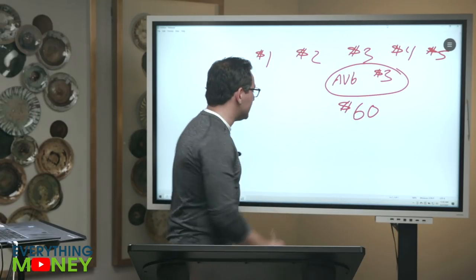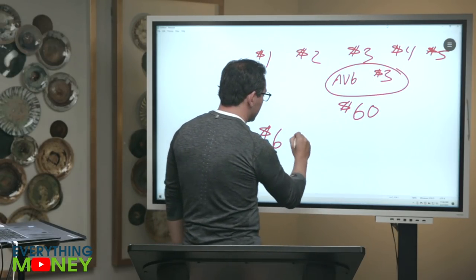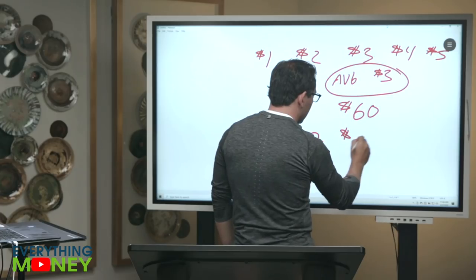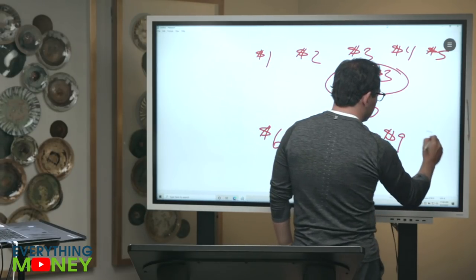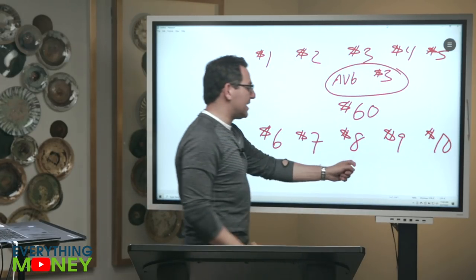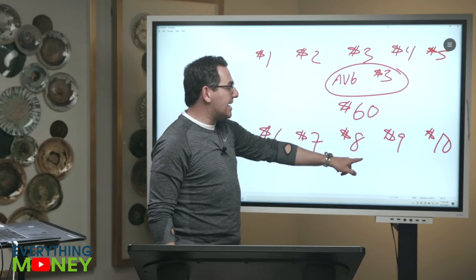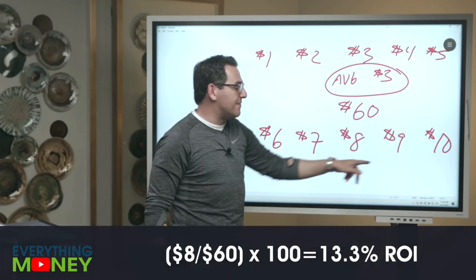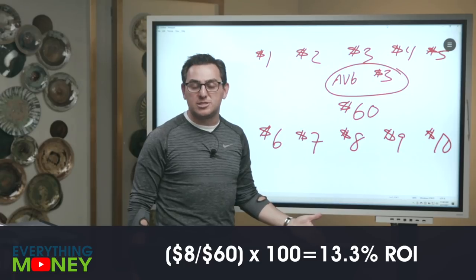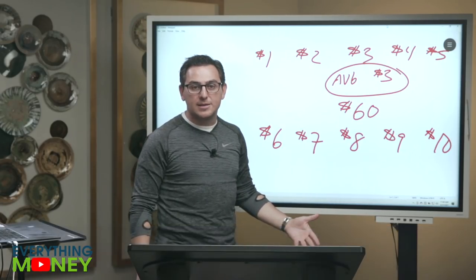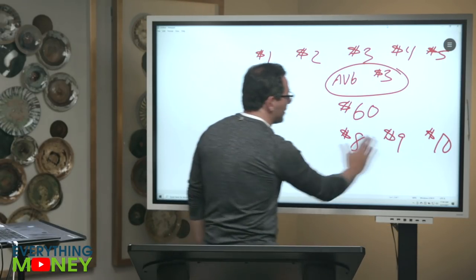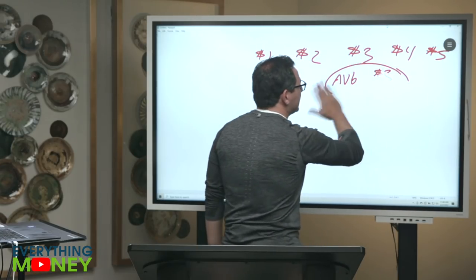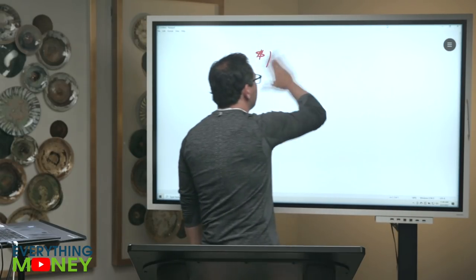But if the same trend continues, the next 5 years will be 6, 7, 8, 9, 10. The average is eight. Now I've made $8 on my $60 investment over the next 5 years on average, which is 13% return on my money, right? So this is part of why free cash flow as a multiple is gonna help you look at what you should pay for a company.